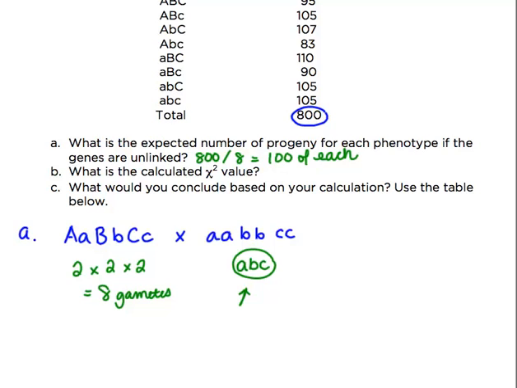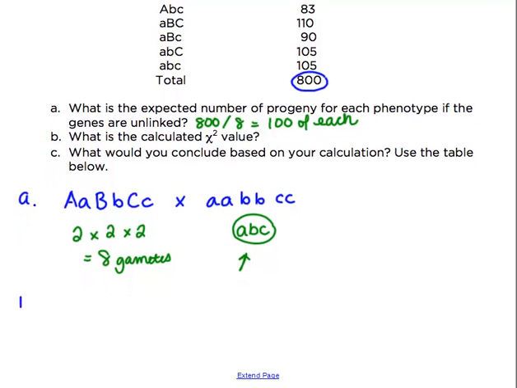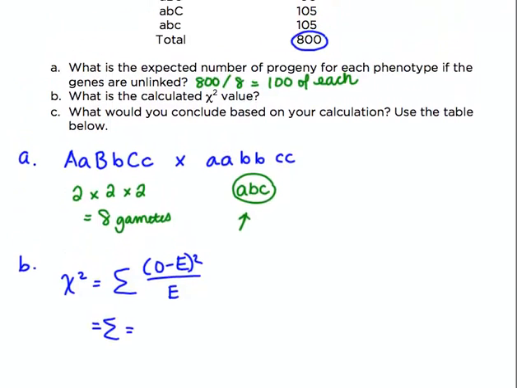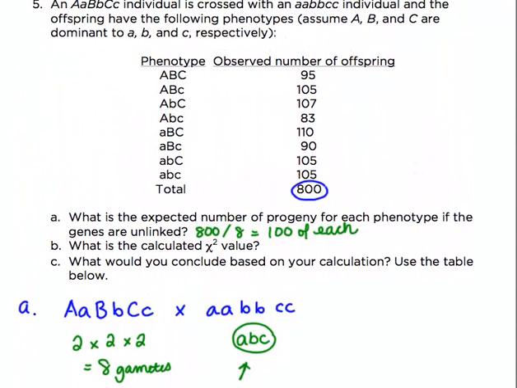So what is the calculated chi-square value? Chi-square, again, is the summation of observed minus expected, squared, over expected. Now there are 8 different classes, so this might take a little while. Okay, so for the first class, remember these are observed up here. And for expected, we're just going to say 100 for all of them.